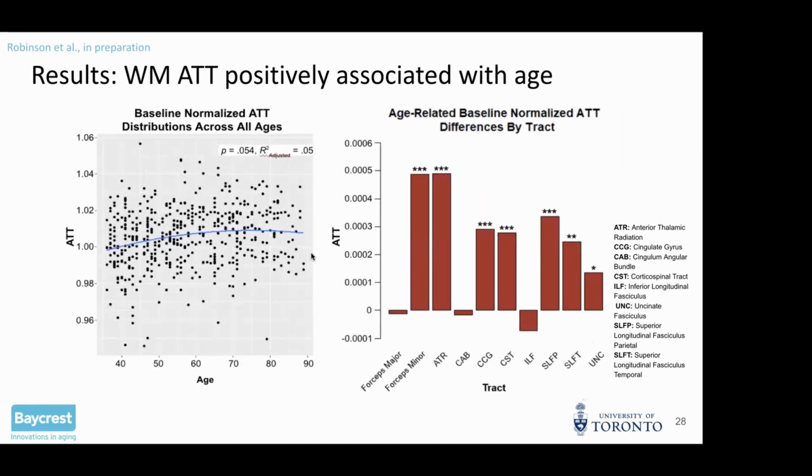So now turning to arterial transit time. As expected, this transit time increases with age. So blood flow seems to slow down. And you can see the main structures affected, these two, forceps minor and ATR, are both in the front of the brain. So this is more in line with the anterior posterior theory of brain aging.